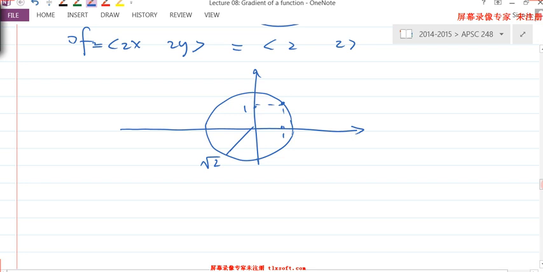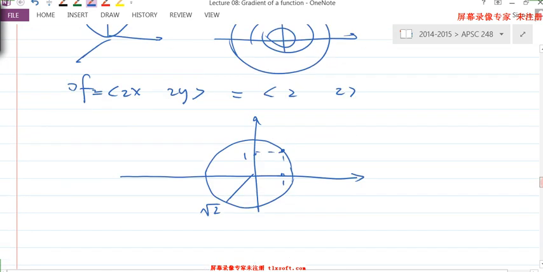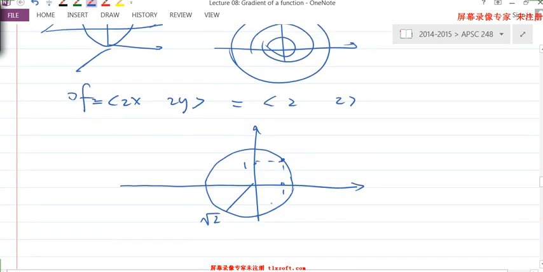So basically, when you slice this surface with z equal to 2, and you get a circle, you project the circle into the xy plane, that's the contour at that location. And our gradient vector is (2, 2). So the (2, 2), not starting from origin, starting from where? (1, 1) at here. So how much should you draw then? And what direction should you draw?